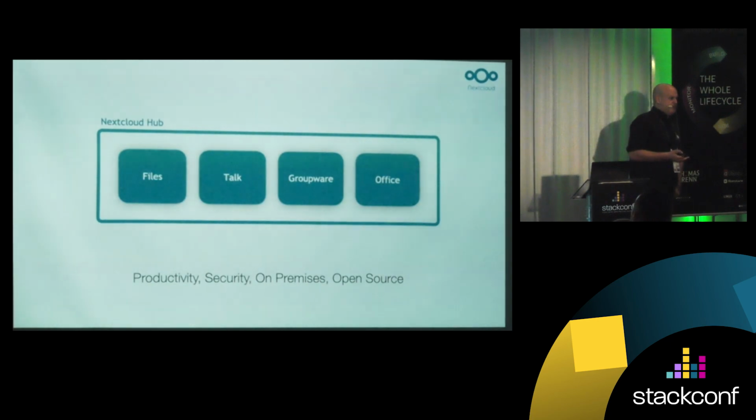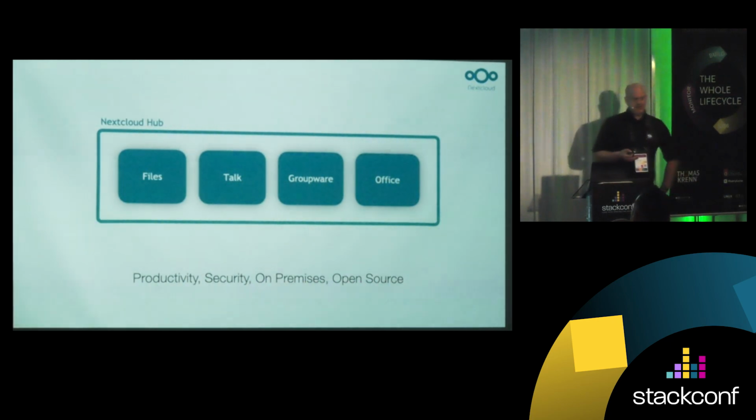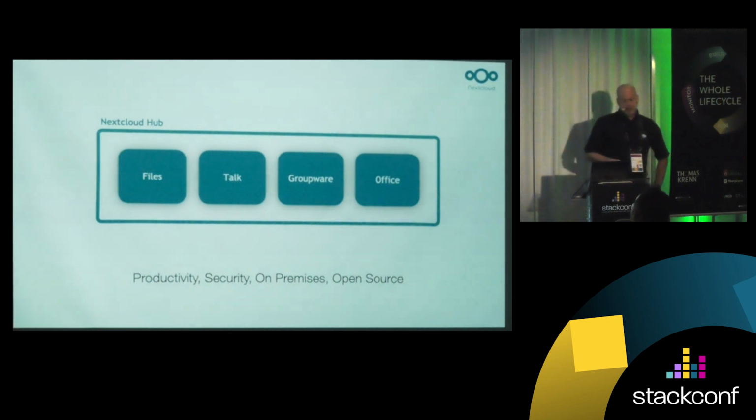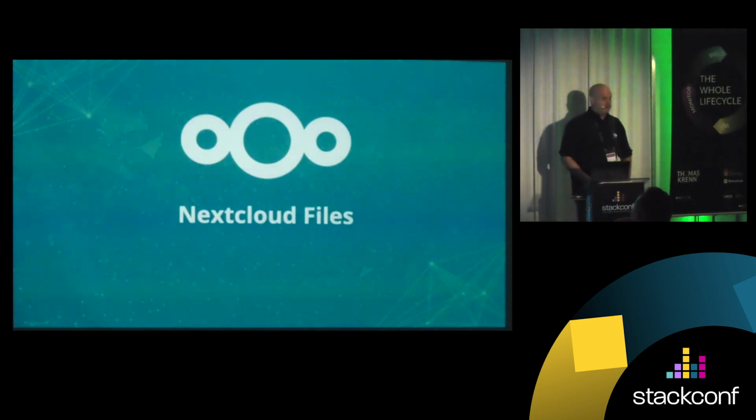So Nextcloud runs on a Raspberry Pi for three users at home. It also runs on a big cluster setup for 20 million users. And it's basically the same software. I'll show you a little bit later how this works. But first, a little bit of a feature overview.